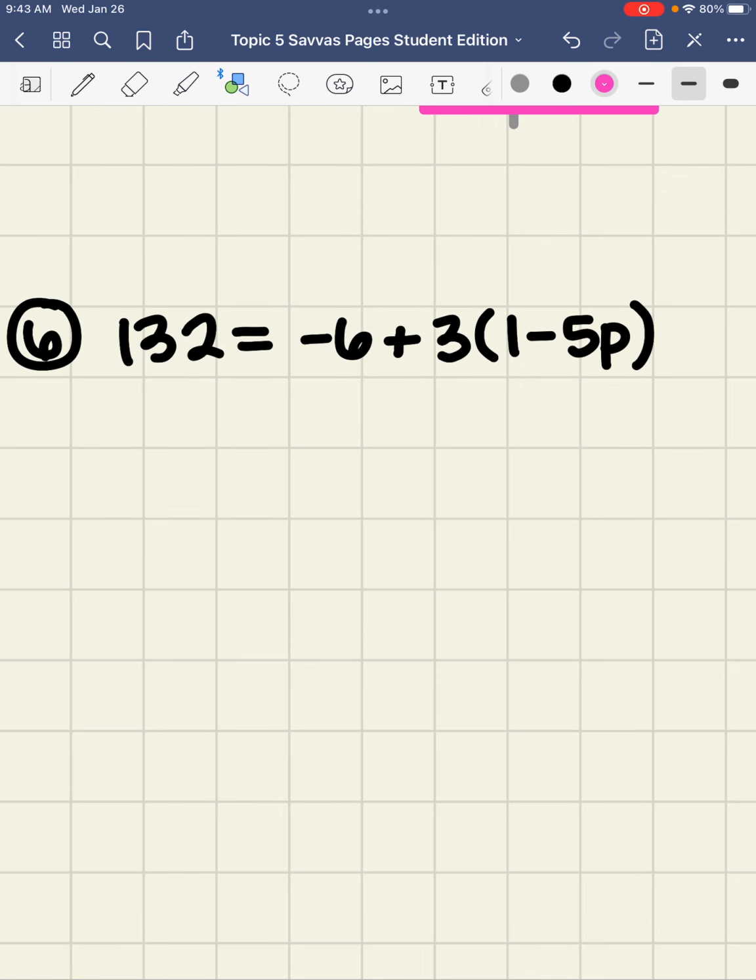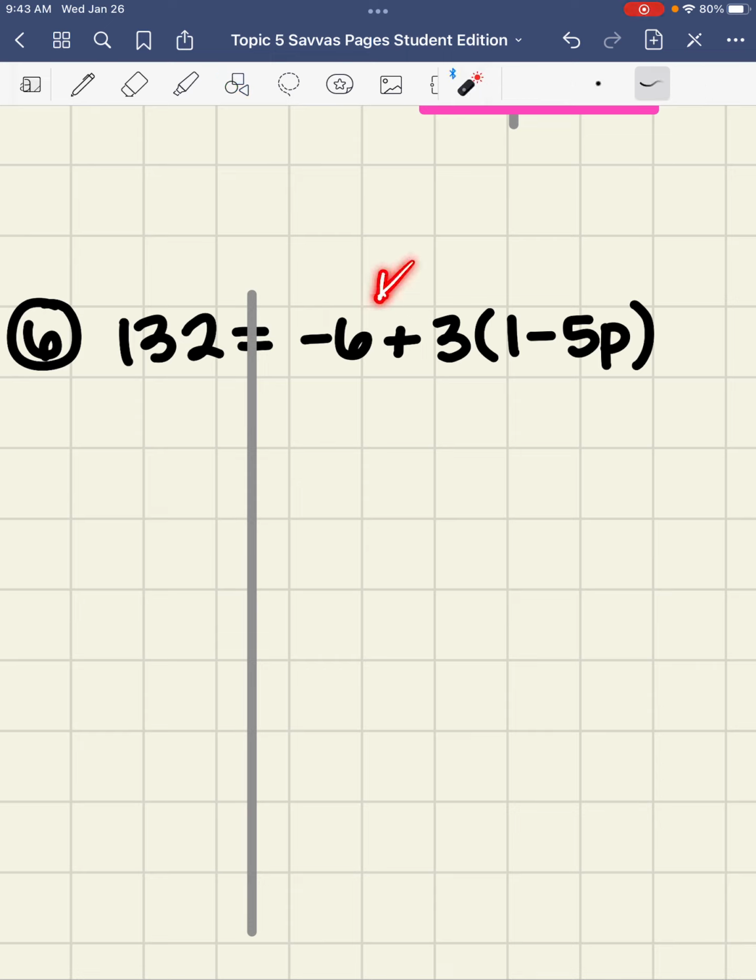We have 132 equals negative 6 plus 3 times 1 minus 5p. So we're going to draw our line down our equal sign to remind us that we have two sides. And I can't use any shortcut here because that minus 6 means I'm going to have to combine like terms eventually. So we're going to start with the distributive property right here.